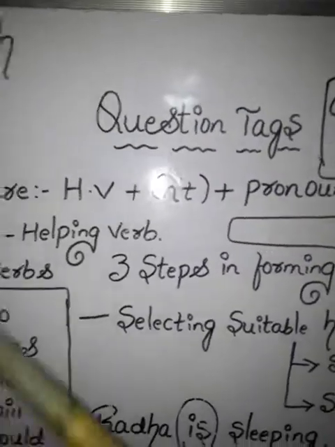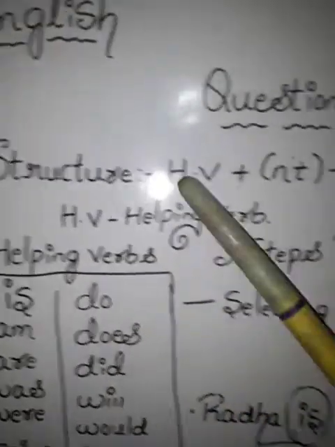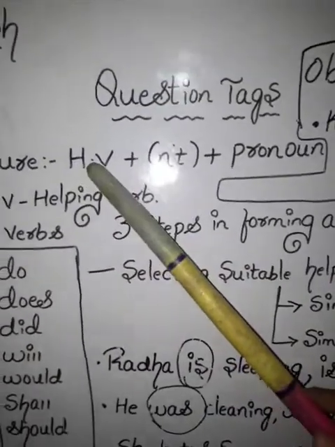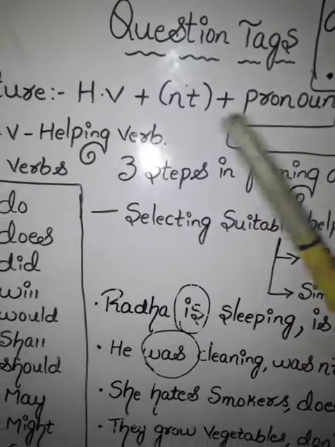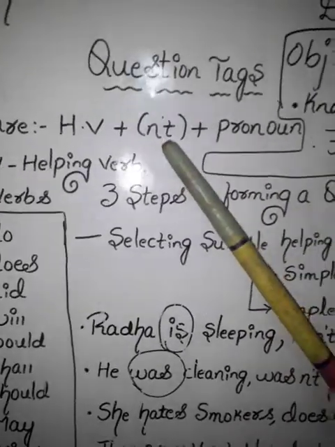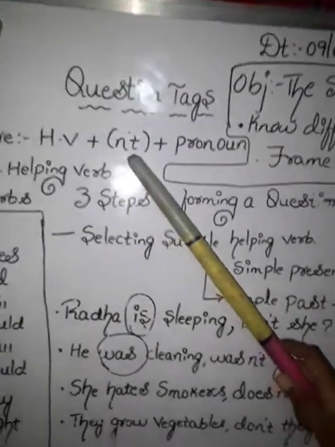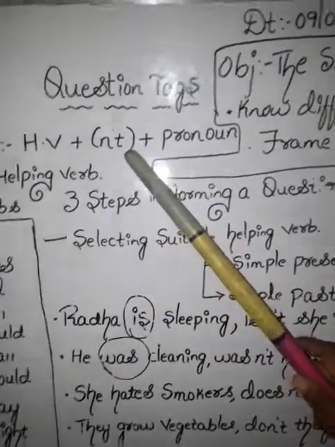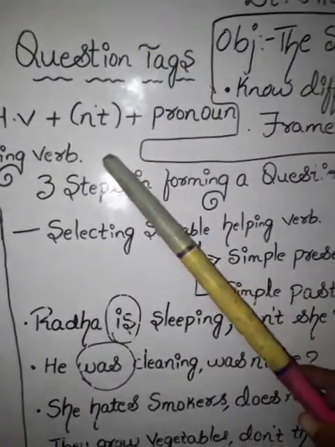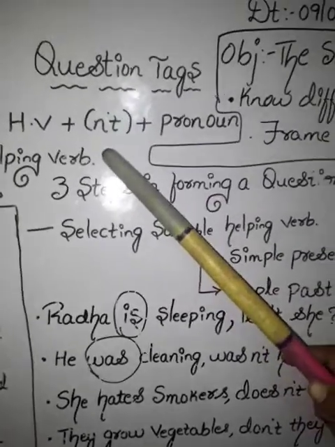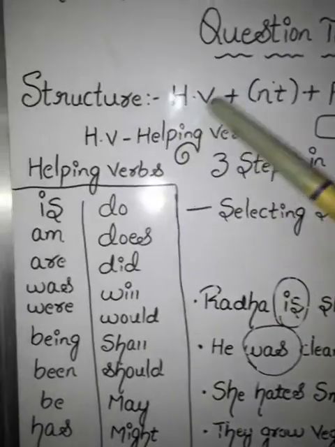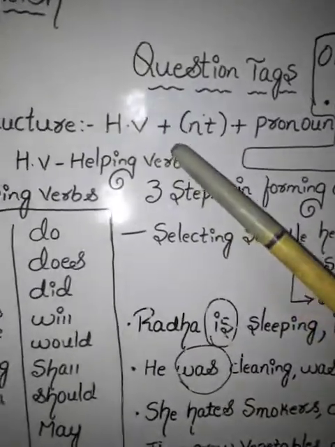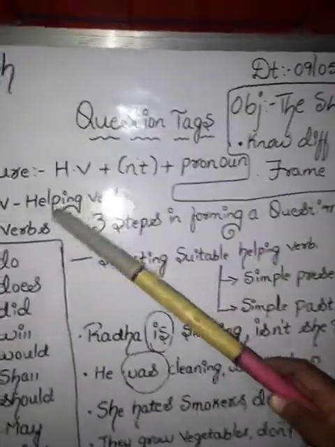Now question tags follow a definite structure. The structure of a question tag is helping verb plus not plus pronoun. This not is pronounced as n't. As this n't is placed in brackets, it is optional. Depending upon the given statement, we use not. Before going to the question tags, we need to know the helping verbs.